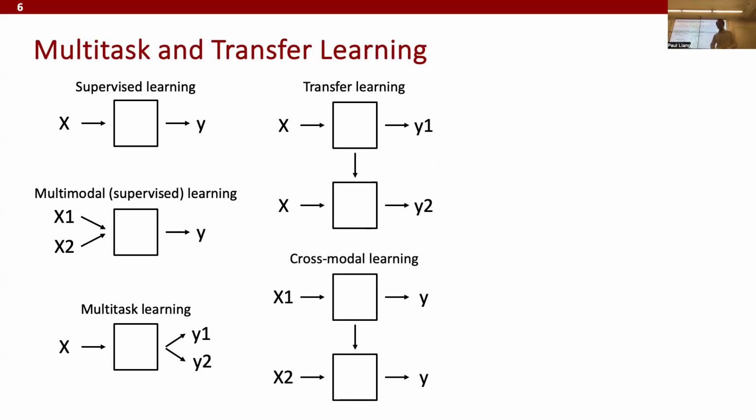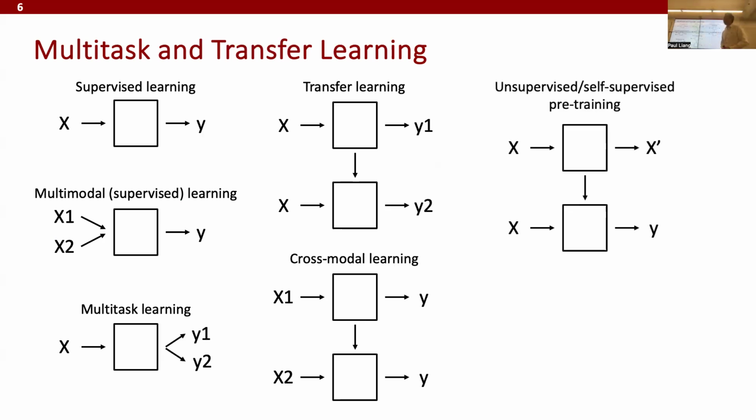You have cross-modal learning, which is the extension where you might pre-train on one modality, for example, language, for some language tasks, and you transfer it to X2, for example, to code, which is similar to language, but not exactly language, or to genomic sequences, which is again close to language, but not exactly language. And finally, you have lots of methods that take in X, predict X prime instead of predicting a label Y. So that is usually called self-supervised pre-training, and then you transfer it to some task X to Y.